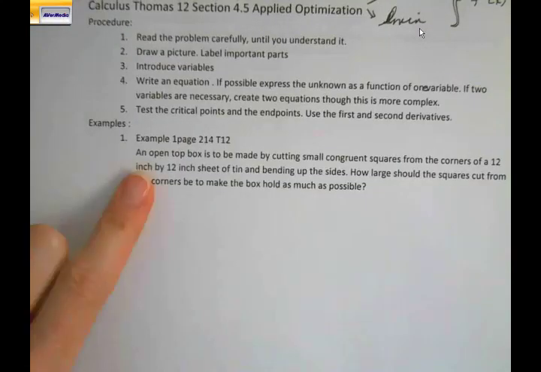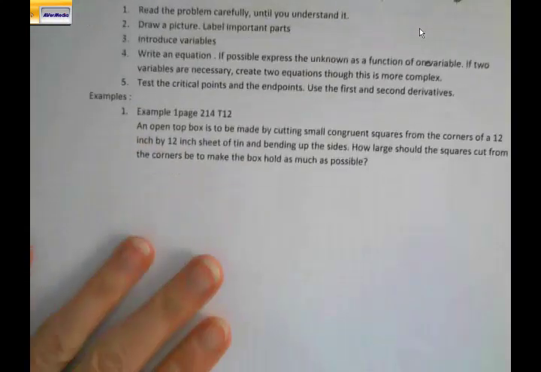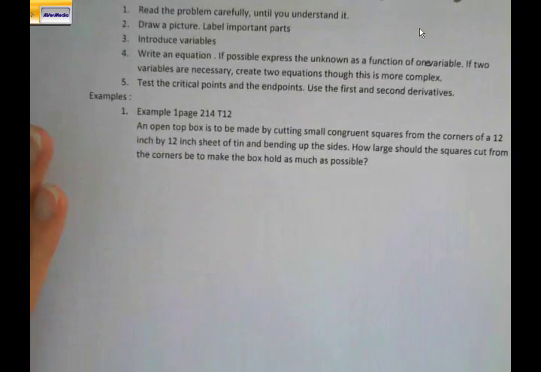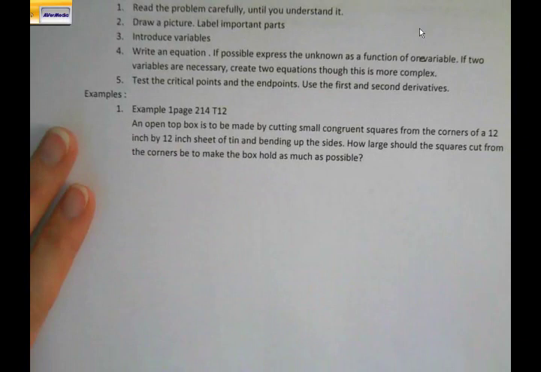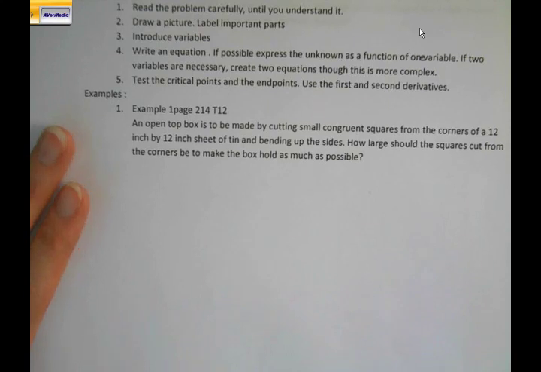So they're going to give you a question such as this one. An open top box is to be made by cutting small congruent squares from the corner of a 12-inch by 12-inch sheet of tin and bending up the sides. How large should the squares cut from the corners be to make the box hold as much as possible?